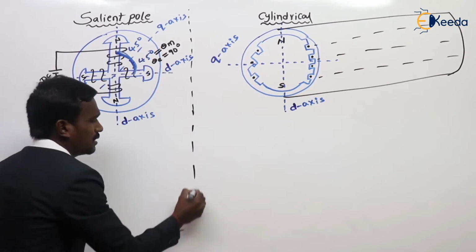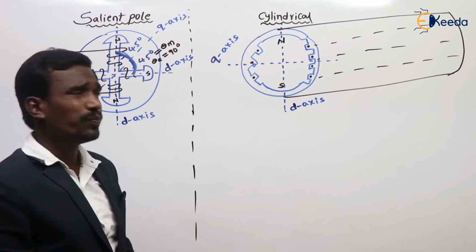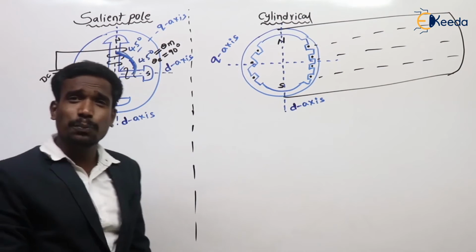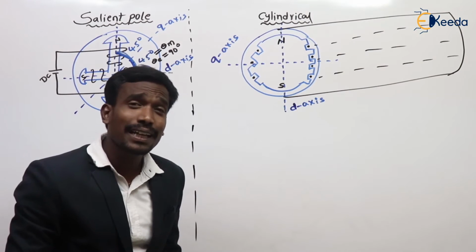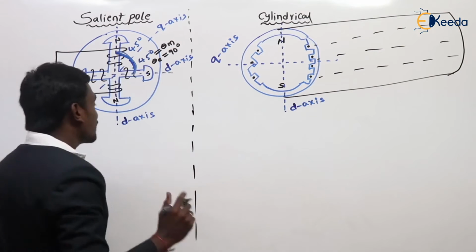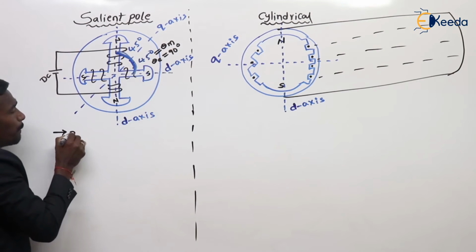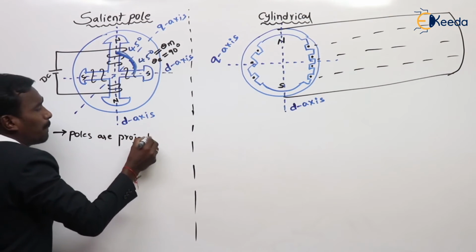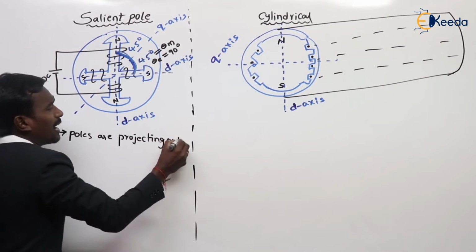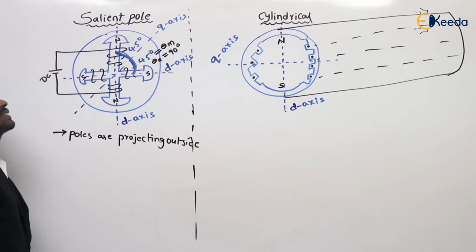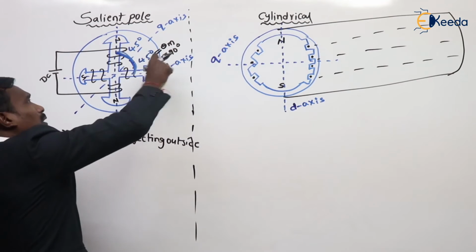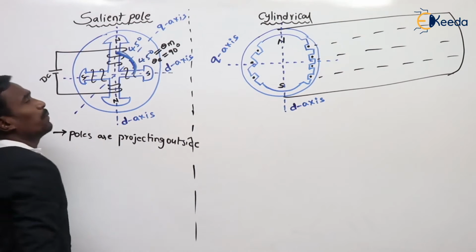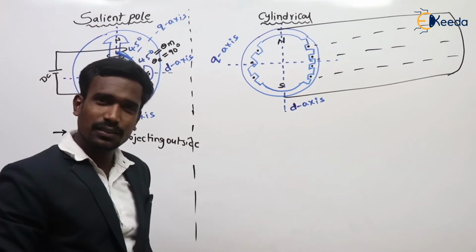Now let's differentiate between these two. First see, what is the meaning of salient pole? Tell me. Here, salient pole is nothing but poles projecting outside. That is the meaning of a salient pole. See here, poles are projecting outside. This is called a salient pole or projecting poles.